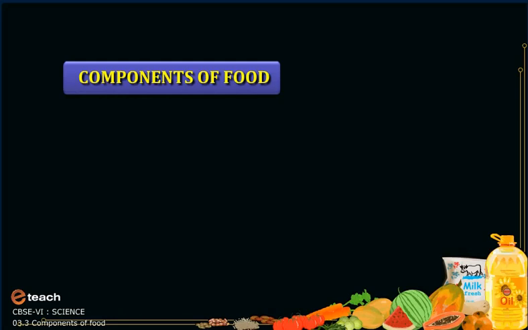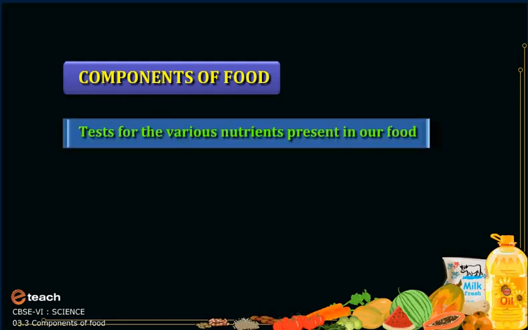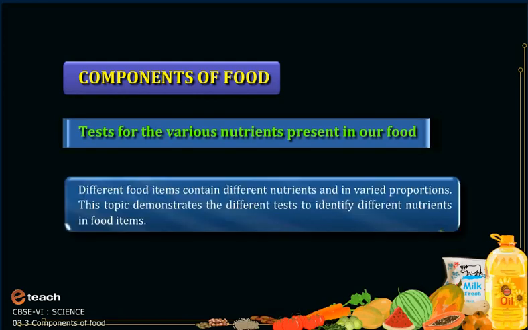Components of food. Test for the various nutrients present in our food. Different food items contain different nutrients and in varied proportions. This topic demonstrates the different tests to identify different nutrients in food items.